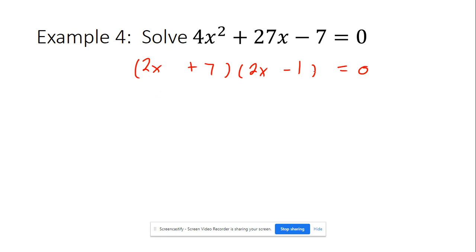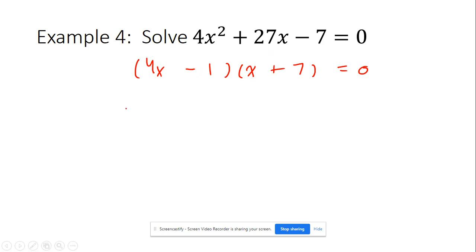4x squared minus 2x plus 7x is going to be 12x, not 27x over here. So this did not work. Let's try something else. Well, there's another way I can get to 4x squared. I can go 4x and 1x, and then I can go with minus 1 and plus 7, and this one will work for us. 4x squared, that one works, plus 28x minus x is 27x, and then we have negative 7.